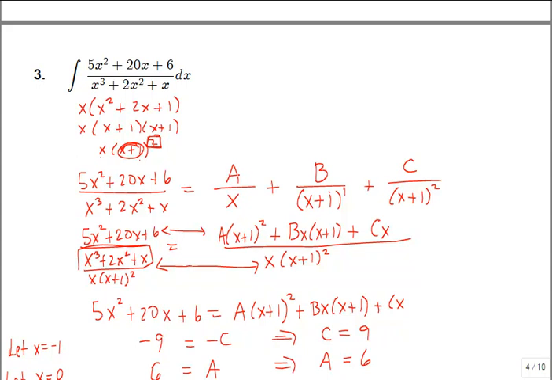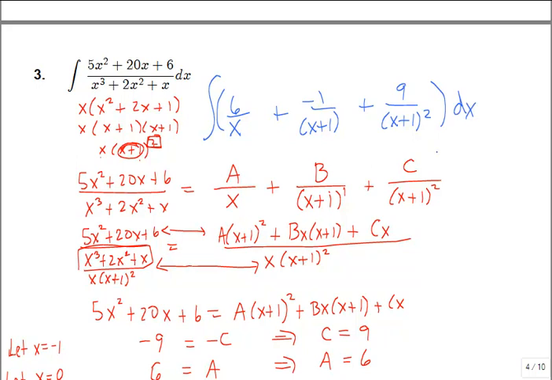So now that I know a, b, and c, I'm going to plug them in, and that's going to turn this into 6 over x. b was negative 1, so this is going to be plus a negative 1 over x plus 1, plus c was 9, so 9 over (x plus 1) squared. And the idea here is, instead of integrating this yucky fraction, since this is equivalent to this, why not integrate these three instead, which should be easier to do.